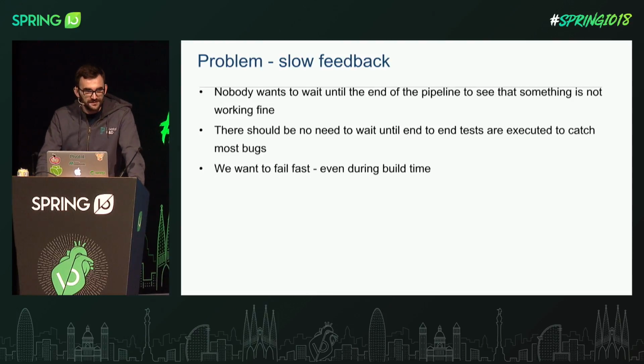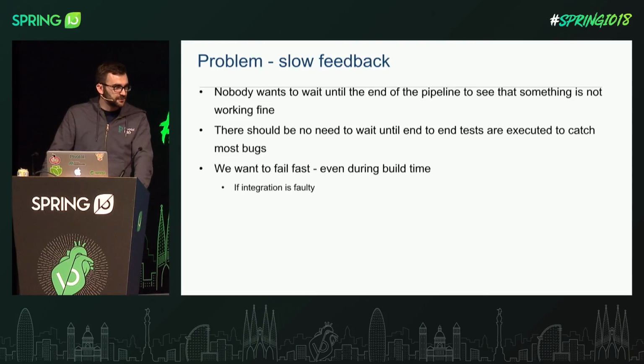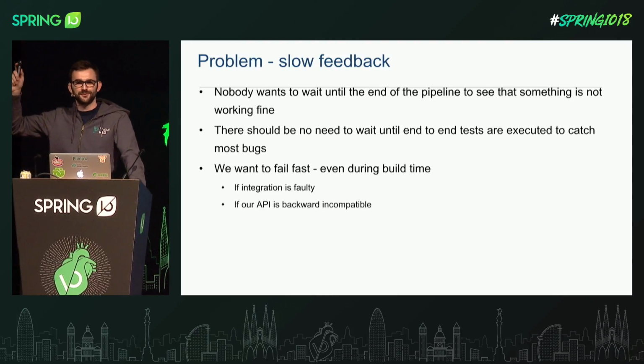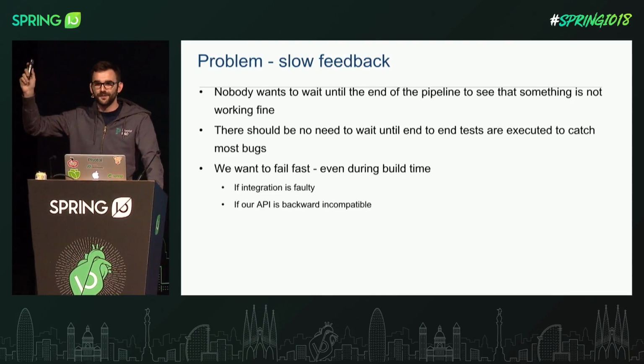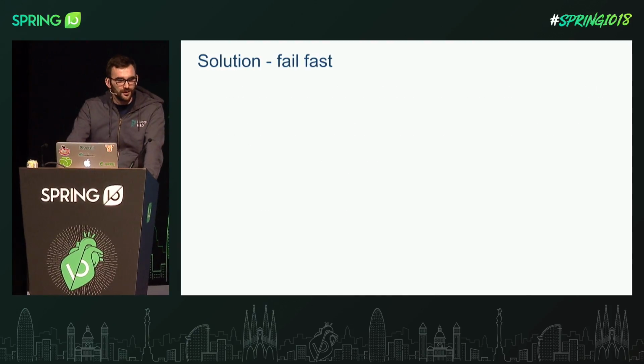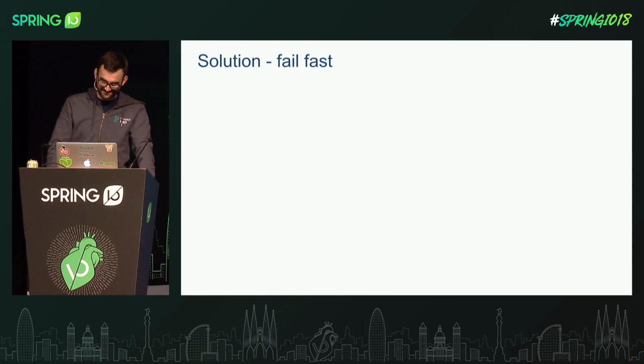So we want to fail fast even on our laptops, especially if integration is faulty and if our API is backward incompatible. Who checks if their API is backward compatible or incompatible? Okay, nobody. That's interesting. So, the problem was slow feedback. The solution is fail fast, right?